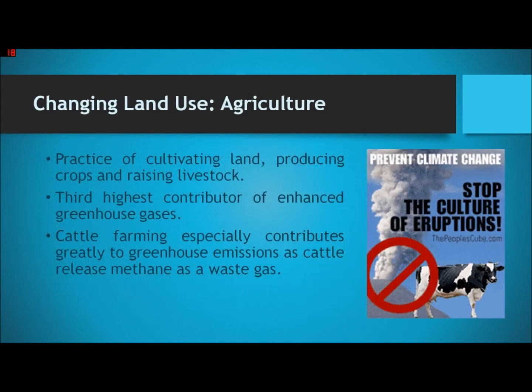Finally, we touch upon changing land use. Changing land use is divided into 3 more factors, the first of which is agriculture, the practice of cultivating land, producing crops, and raising livestock. It is the 3rd highest contributor of enhanced greenhouse gases. This is due to cattle farming, which contributes greatly to greenhouse emissions as cattle release methane as a waste gas.